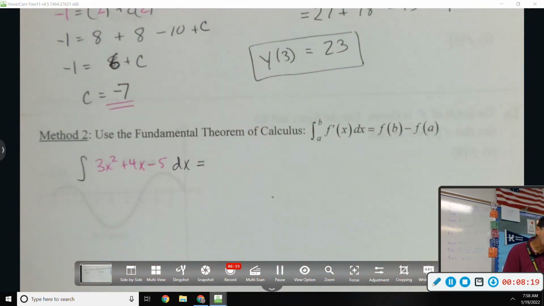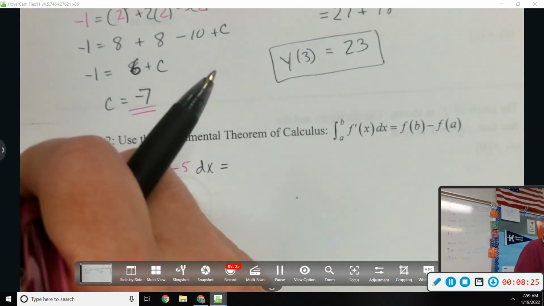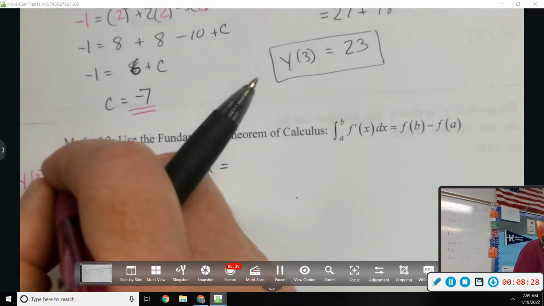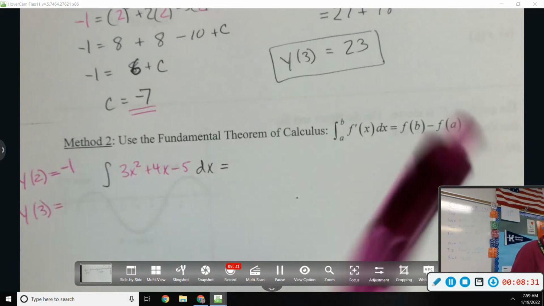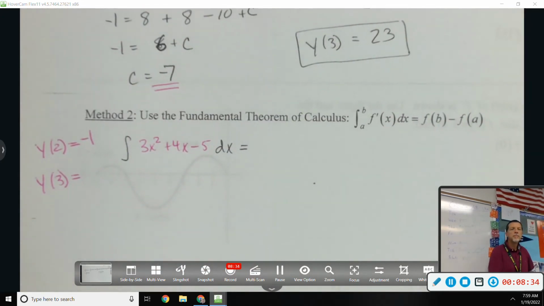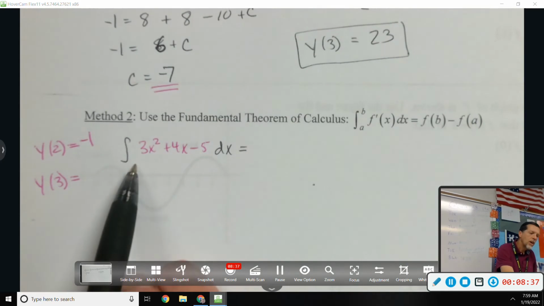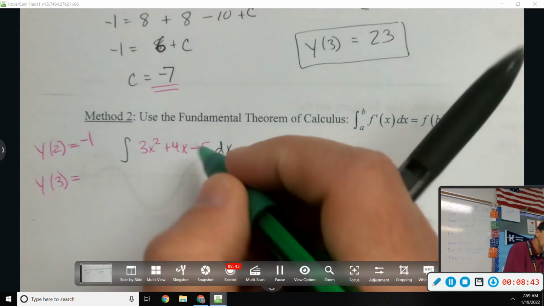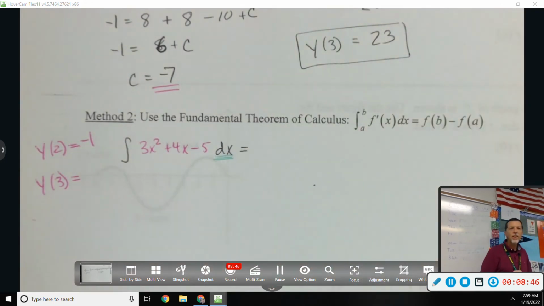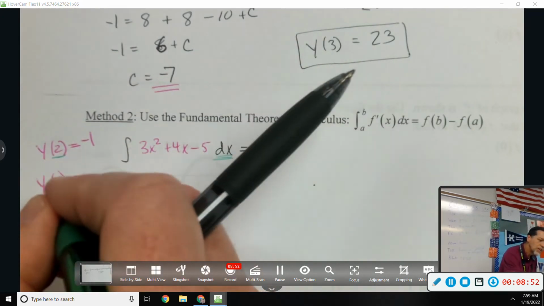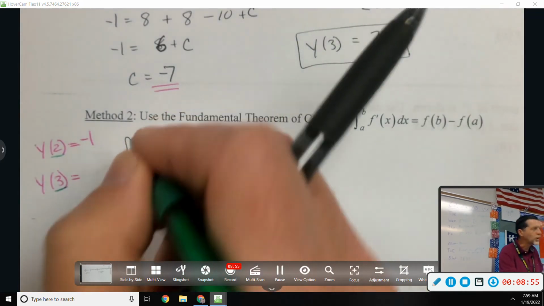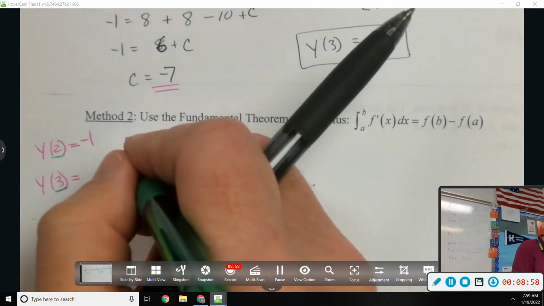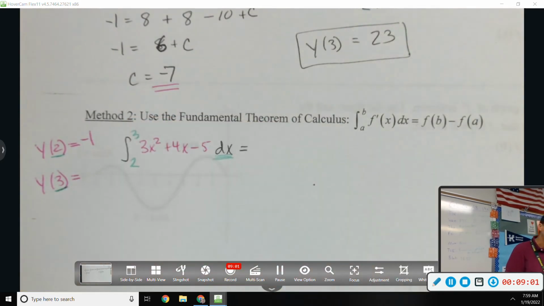And now we need limits on our integration. Now we were told y of 2 equals negative 1, and we're looking for y of 3. Are our limits x values or y values? They're x values. So which x values do you think we should use for this problem? 2 and 3. And we should probably go 2 to 3, although you could do it backwards, and then you'd have negative signs to deal with. So let's go small to large, 2 to 3.